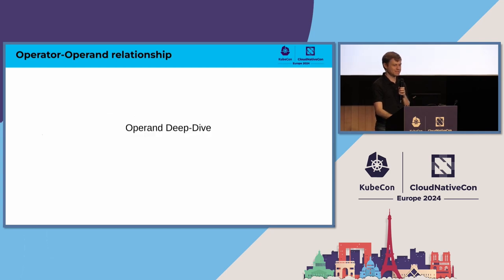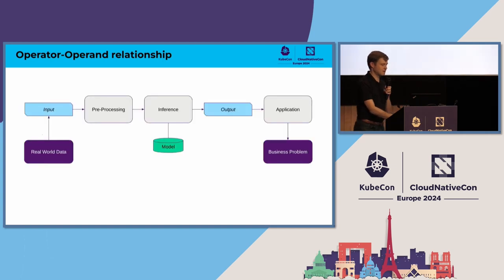All right, let's deep dive into operands themselves. Here's an expanded scenario of inference at the edge. So starting on the left, we've got real-world data that's coming in. Maybe you've got sensors, maybe it's cameras, maybe it's measuring the temperature outside, some kind of real-world data that is forming your input.